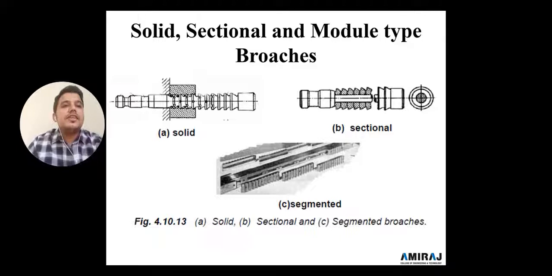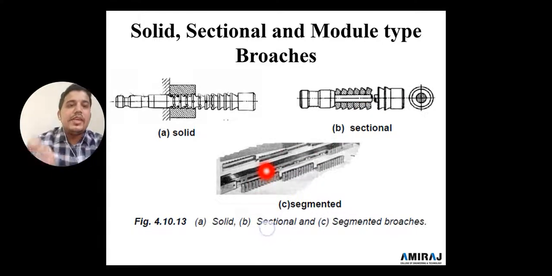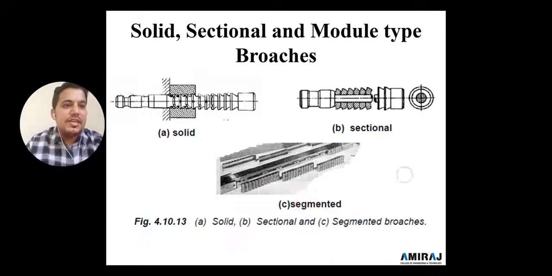Next one is the solid, sectional, and modular type broaching. You can observe this is the solid, this is the sectional. Actually in sectional, a particular area is required, and a particular standard tool is required, and segmental, we know the rack and pinion type tools are there. For that purpose we are using a segmented type tool.